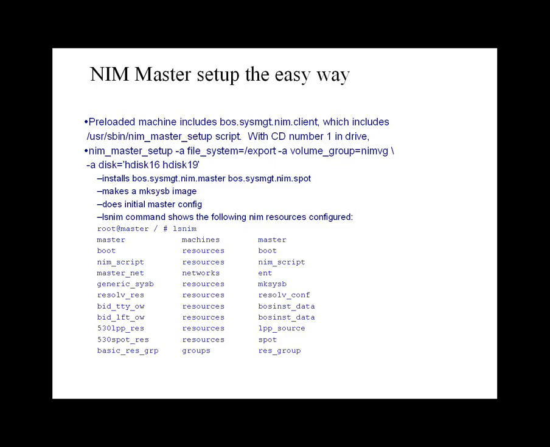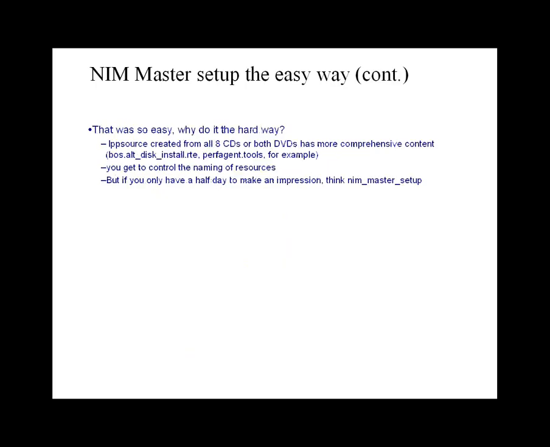So the reasons that I wasn't that crazy about EasyNIM early on was I had 8 CDs in my hand, and I created the LPP source from only one of them. I didn't have really comprehensive content. I needed to go back and get all disks installed. I think that's fixed now. I still like to control how things are named, but it is quick.